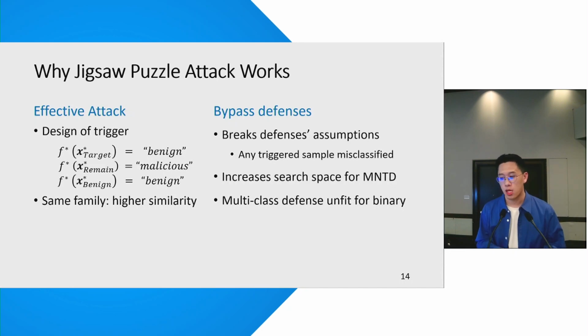triggered malware would be predicted as the target label, which is not the case in our attack. Second, we largely increase the search space for the MNTD, because the solved trigger in our case can spread over the entire 10,000 feature space, making it hard for MNTD to guess which features might be used as a trigger. Also, some defenses aimed at multi-class classification may not work well on our binary classifiers.